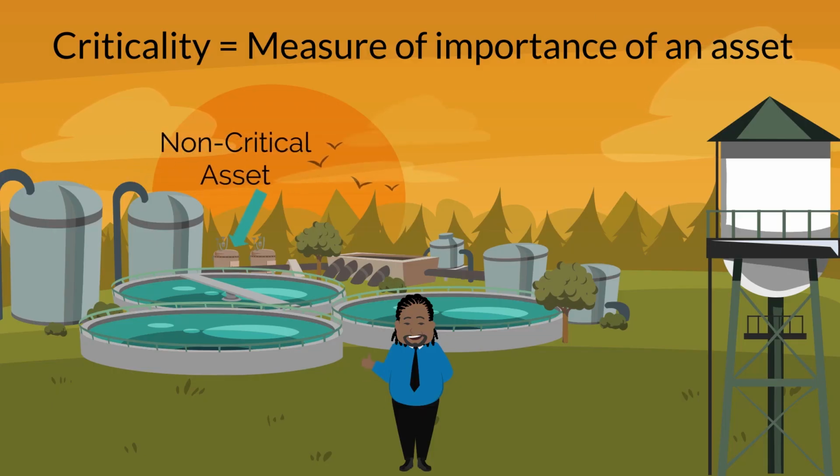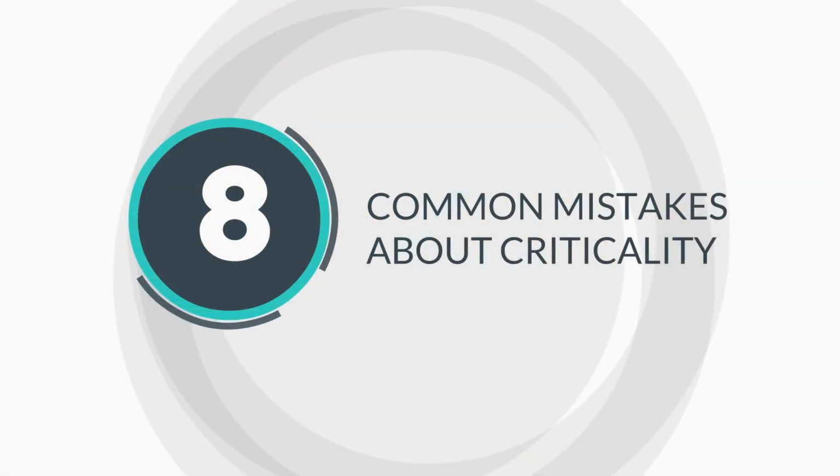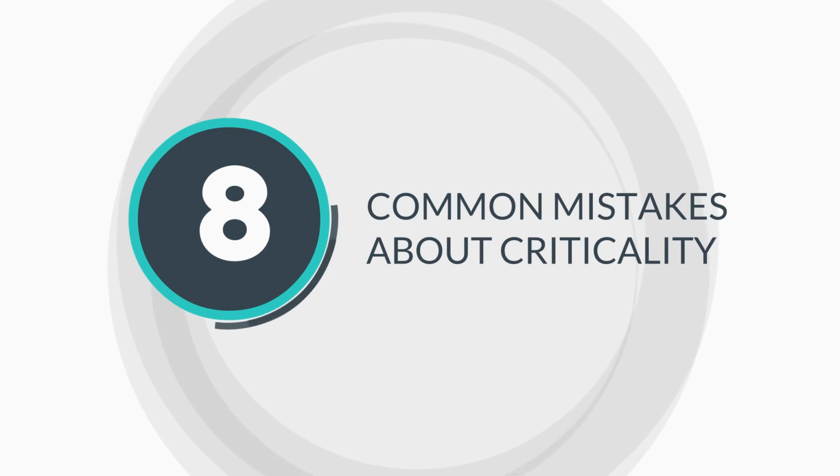Criticality is a measure of the relative importance of something like a system or asset to the objectives of your utility. A criticality analysis is a way to determine which systems and assets are the most important to meeting those objectives. Criticality can be confusing. Here are 8 common mistakes many people make when it comes to criticality.